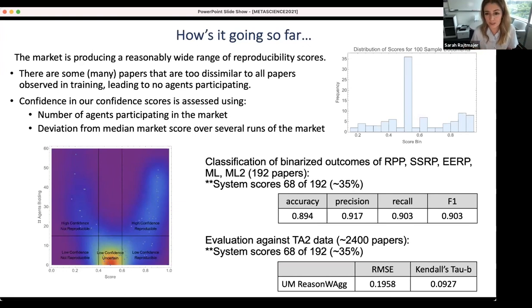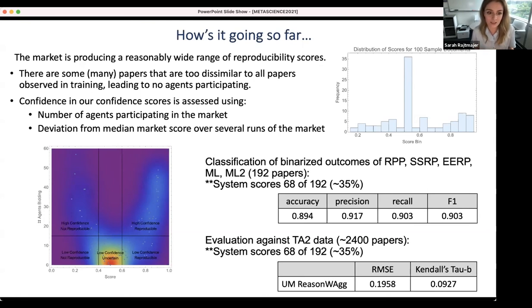In a total of 192 papers, what you'll notice is something very unique to our market, which I could try to argue is a good thing, but is very non-standard in machine learning: our algorithm only scored 35% of the papers. Essentially, agents can choose to purchase an asset of will reproduce or will not reproduce, but if they don't choose to participate, then they don't participate and we have no information.